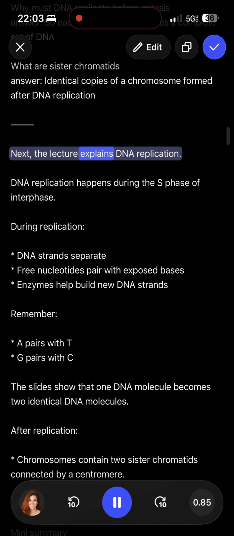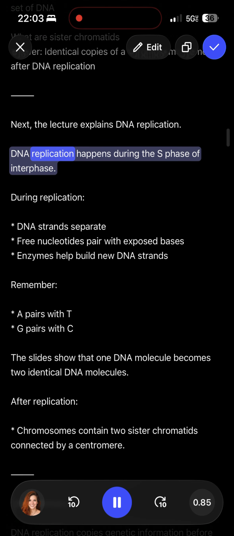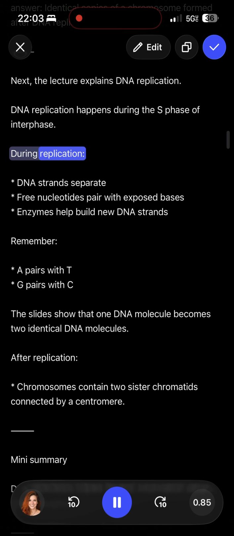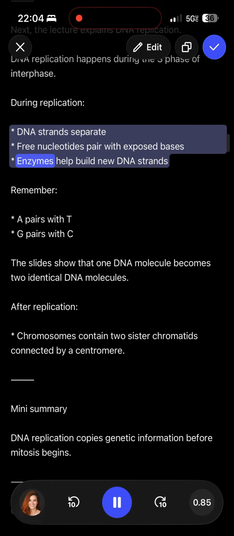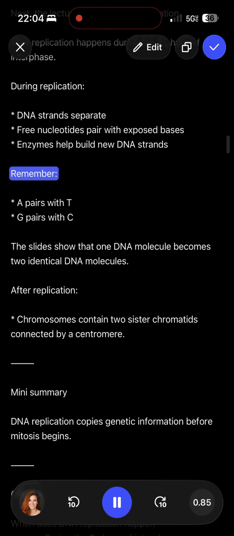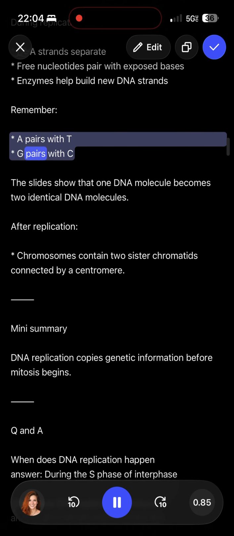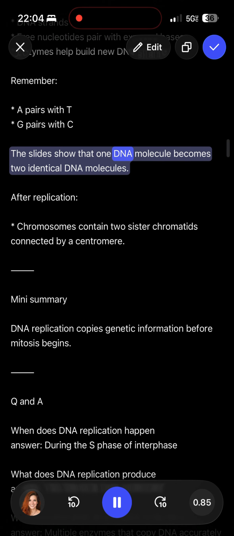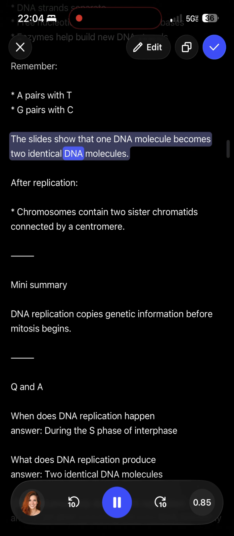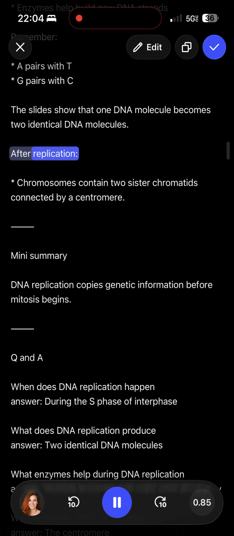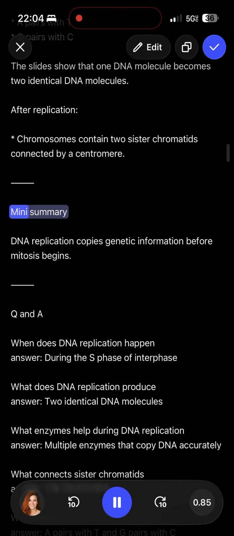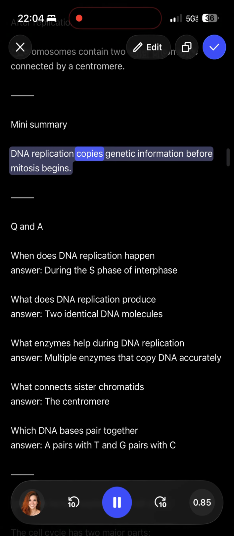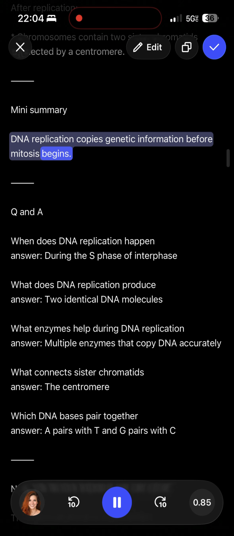Next, the lecture explains DNA replication. DNA replication happens during the S phase of interphase. During replication, DNA strands separate, free nucleotides pair with exposed bases, and enzymes help build new DNA strands. Remember, A pairs with T, G pairs with C. The slides show that one DNA molecule becomes two identical DNA molecules. After replication, chromosomes contain two sister chromatids connected by a centromere. Mini summary. DNA replication copies genetic information before mitosis begins.